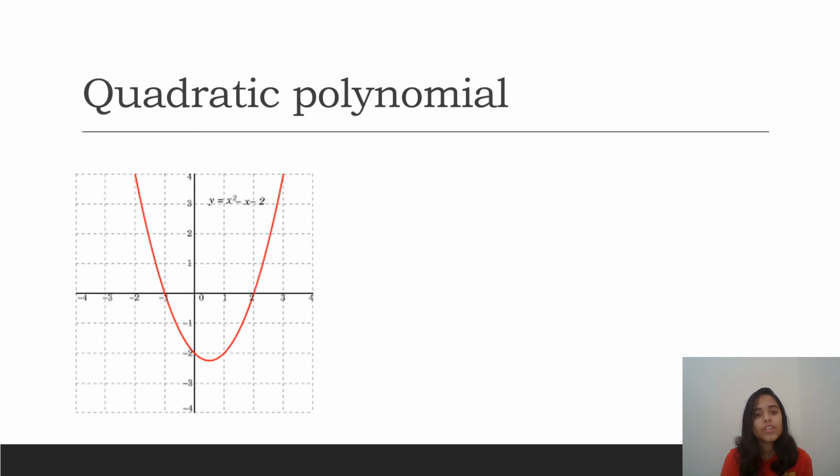Coming to quadratic polynomial, this is a polynomial of degree 2. This is the graph of the polynomial y is equal to x square minus x minus 2. So in this also you can notice it cuts the x-axis at 2 points, at 2 and minus 1. So there are 2 zeros.